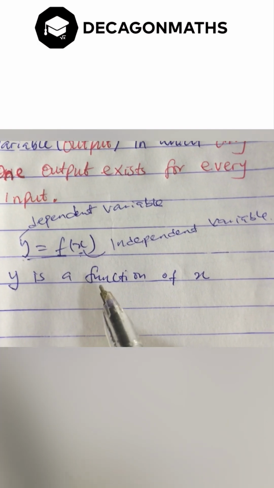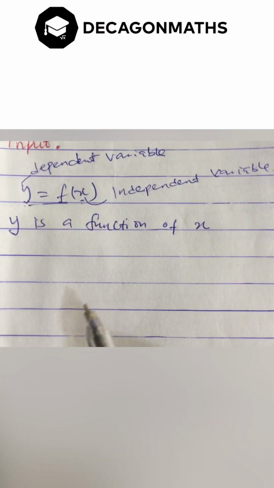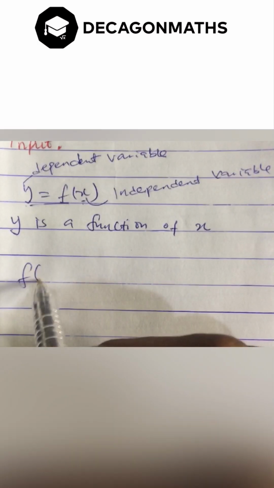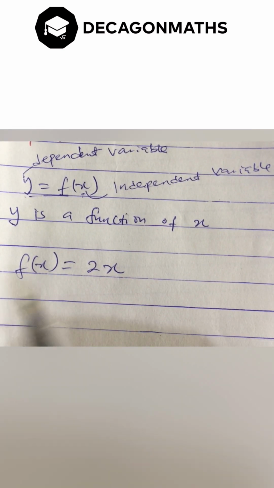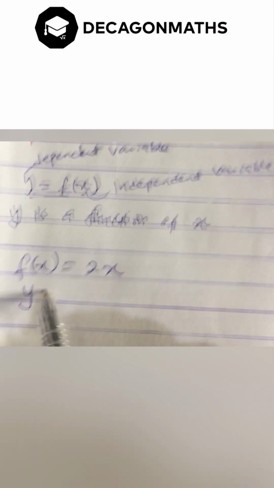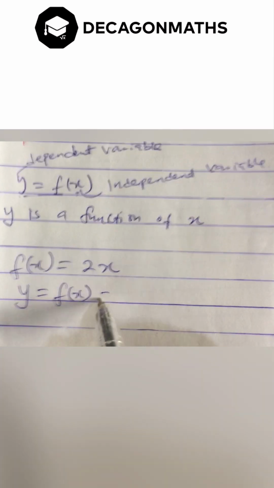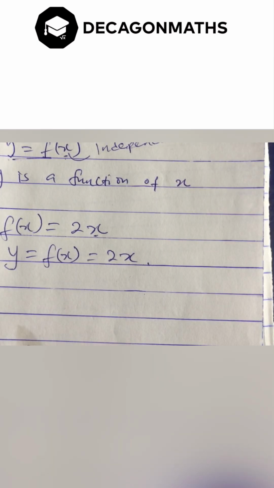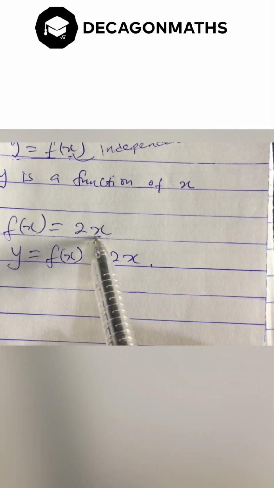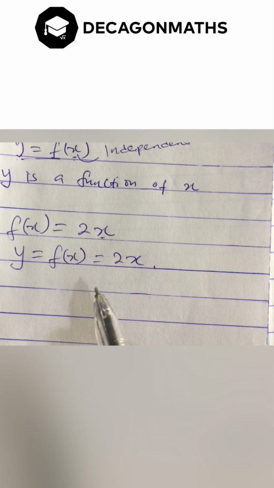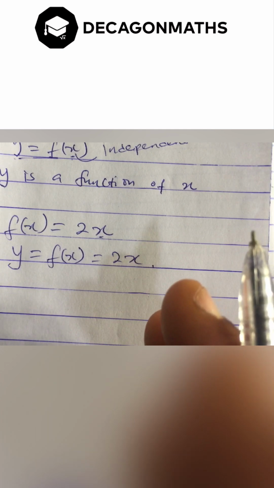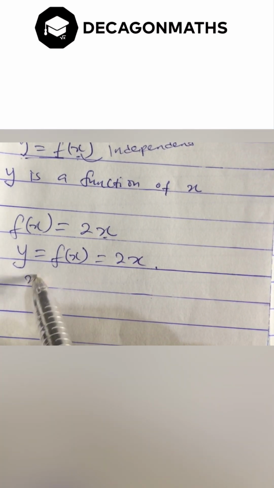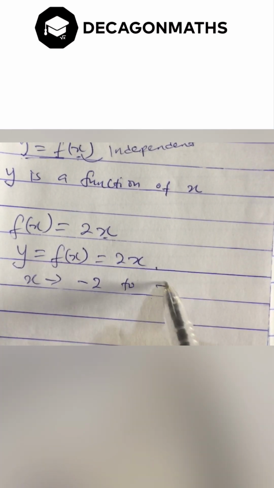So to understand better what I've been saying, let's make use of this function. Let's say f of x equals 2x, and let y be the dependent variable. So we can write that y equals f of x, which equals 2x. As I've said earlier, x is the independent variable. That means we can choose some values of x freely. But let's say that we want to pick x from -2 to +2.